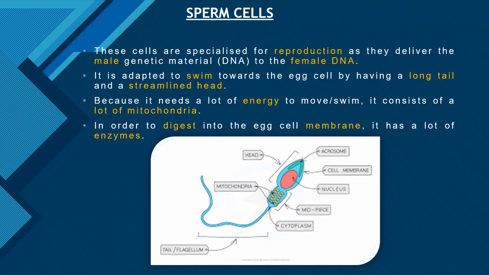These cells are specialised for reproduction as they deliver male DNA to the female DNA. It is adapted to swim towards the egg cell by having a long tail and a streamlined head. So this is a good point for when talking about adaptations. Because it needs a lot of energy to swim, it consists of a lot of mitochondria. Remember, this is an organelle that transfers a lot of energy, or generates a lot of energy, you can say.